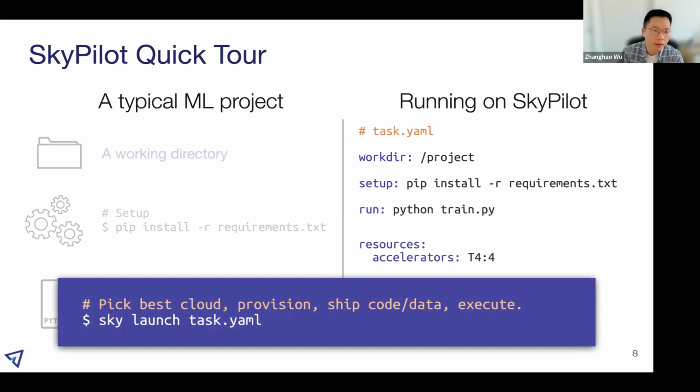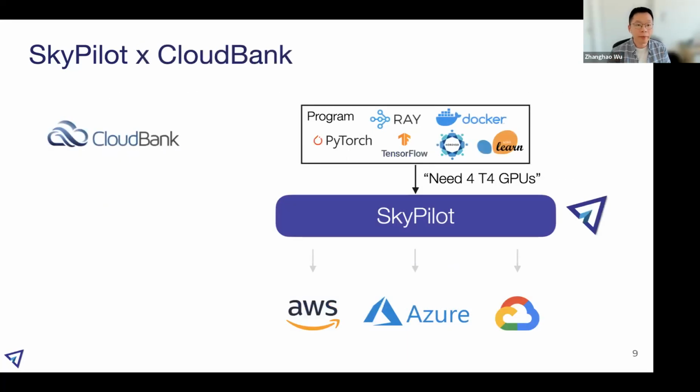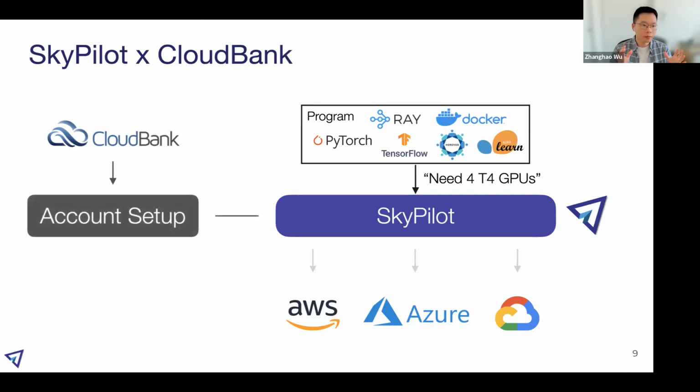So how should SkyPilot work with CloudBank then? CloudBank is a centralized place to manage cloud funding from different cloud providers. It generates an account for each cloud for you, and the spending is aggregated in CloudBank. After CloudBank is set up, you can go to the cloud accounts generated by CloudBank and download the credentials to your laptop or your server.